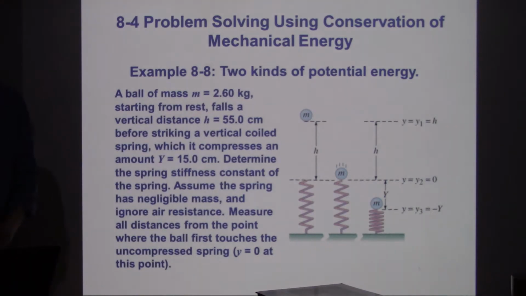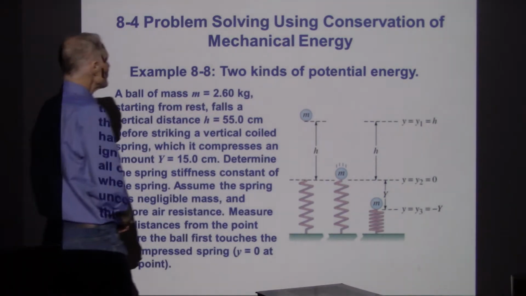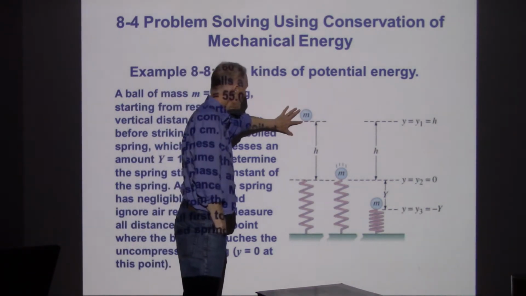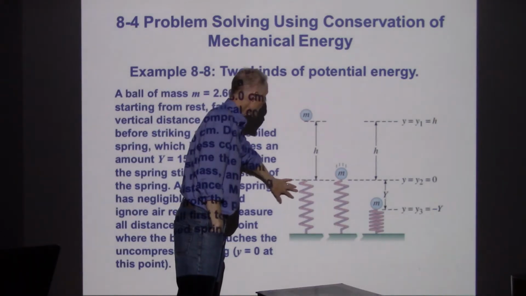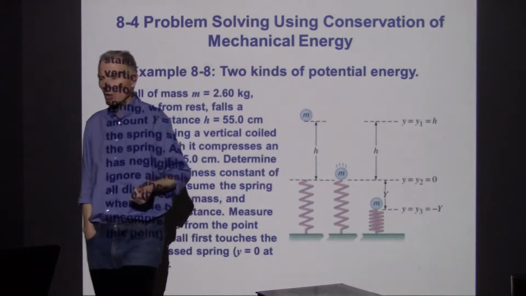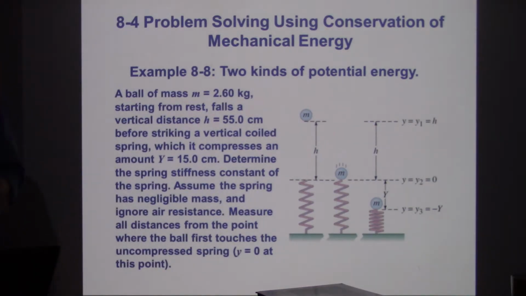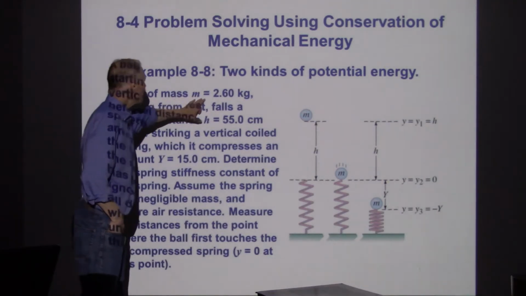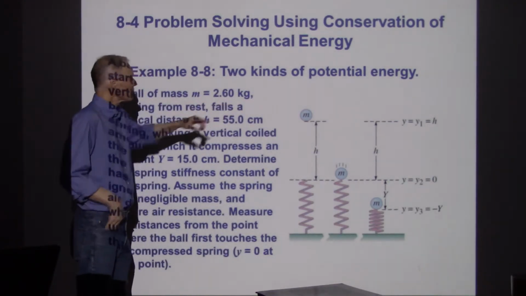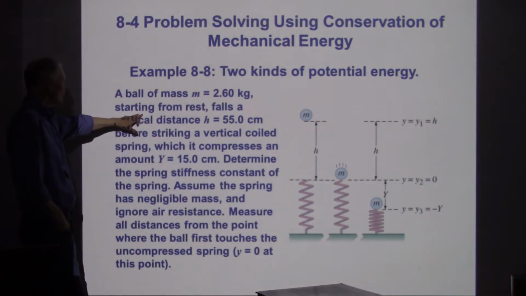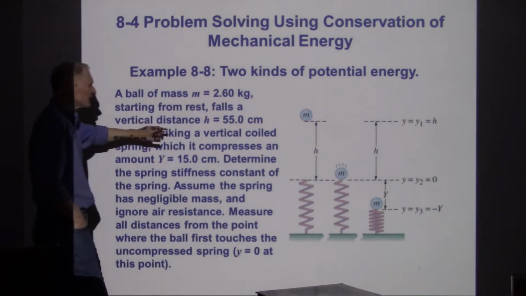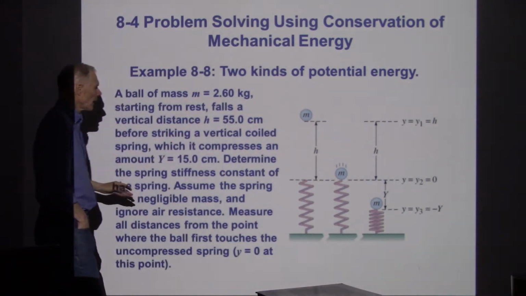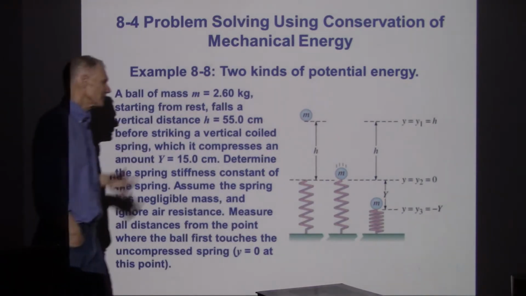All right, let's look at another example. This is a chance for us to bring everything together: we've got gravitational potential energy, springs, and kinetic energy. We're going to look at everything combined that we've talked about so far. We have a ball of mass 2.60 kilograms. That's what we're starting with, that sphere. Starting from rest, it's going to be released. It's going to drop 55 centimeters and then strike a coiled spring.